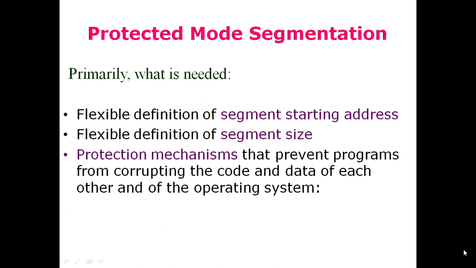We also need flexible definition of segment size. In real mode, the segment has a fixed size, and that is 64 kilobytes. And finally, we need protection mechanisms that would prevent programs from corrupting the code and data of each other and of the operating system. None of these facilities are available in the real mode of memory addressing.